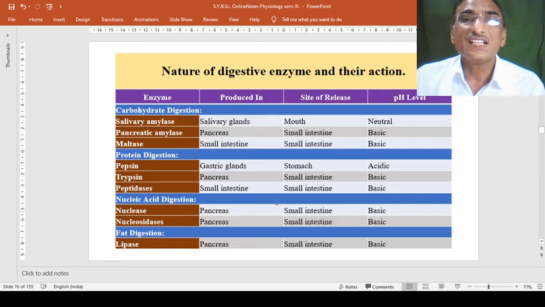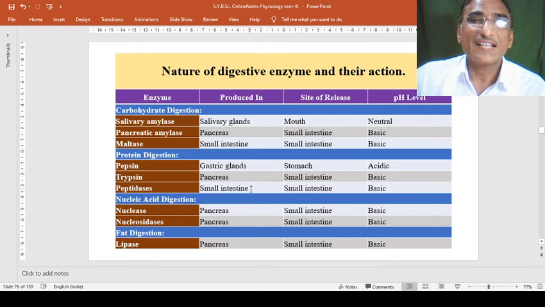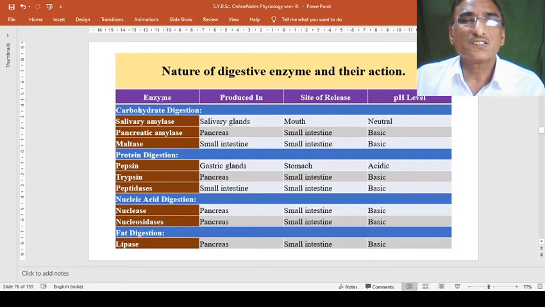In this way, we have studied the activities of digestion in the intestine. Now this is the summary chart giving the nature of digestive enzymes and their action. So these are the enzymes which we have already studied. Then these are the products, or we can say, produced by the glands or organs.